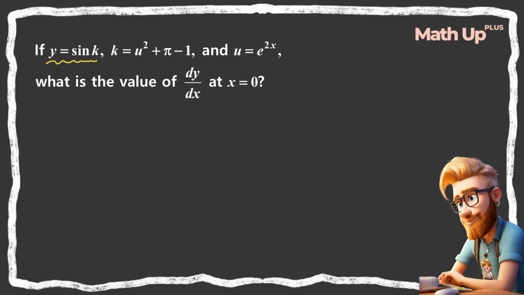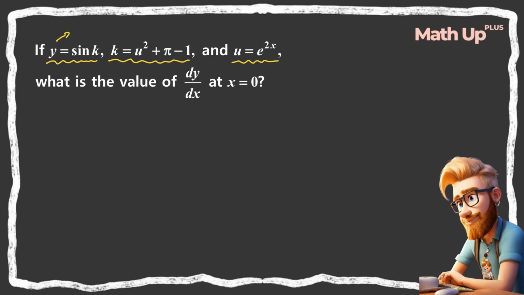y is in terms of k, k is in terms of u, and u is in terms of x, right? So for the first function, y is equal to sine k, we can differentiate in terms of k. For this function right here, we can differentiate in terms of u. For this function, we can differentiate in terms of x.